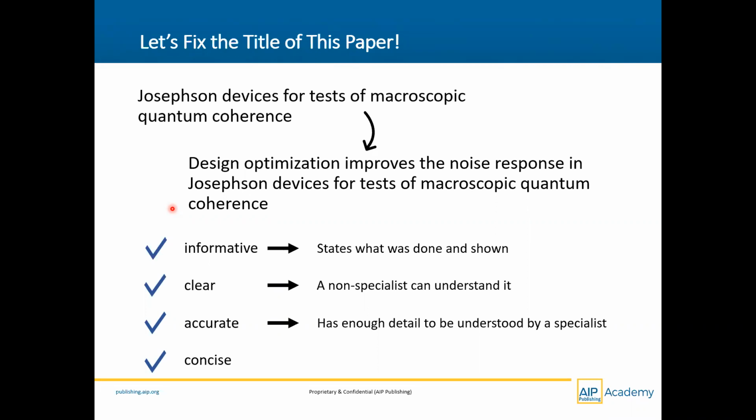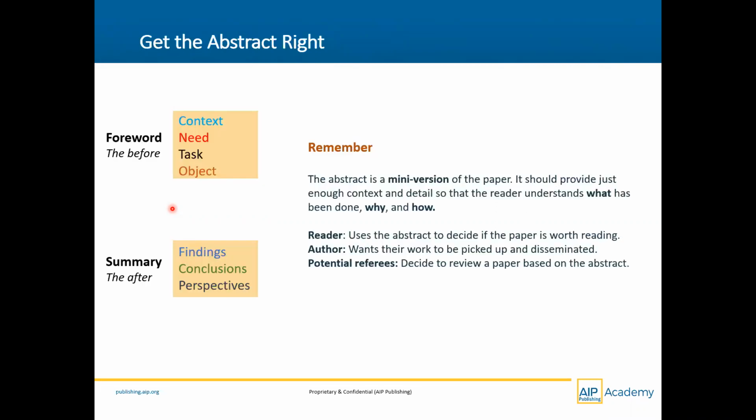Now that we've figured out how to make a more effectively communicating title, let's think about ways that we can improve an abstract. From before, let's remember that an abstract is a mini version of a paper. It provides just enough context and details so that the reader understands what has been done, why it was done, and how it was done. An abstract is used by readers to decide whether or not they want to read the rest of the paper. It's used by authors because you want your work to be picked up and disseminated, and it's also used by potential referees to decide whether or not they would like to review a paper.